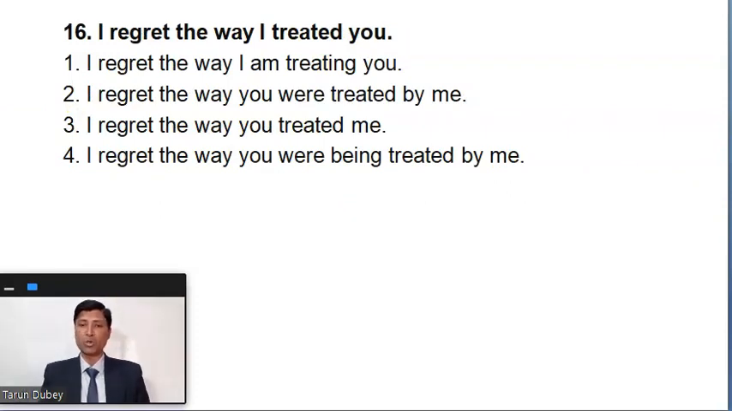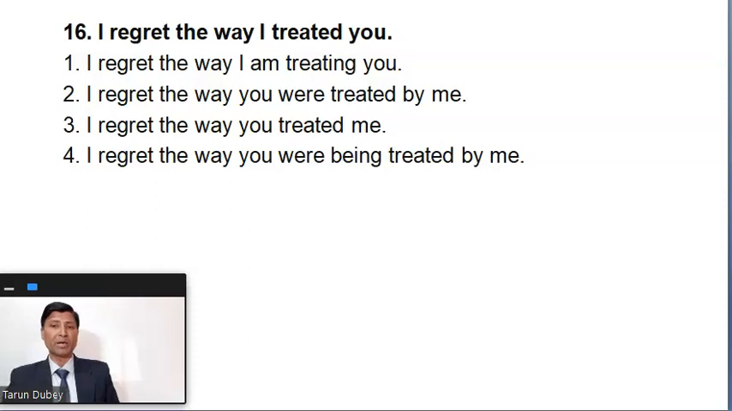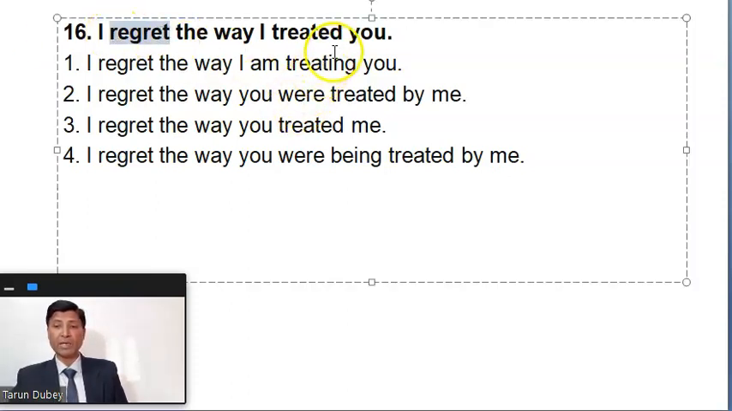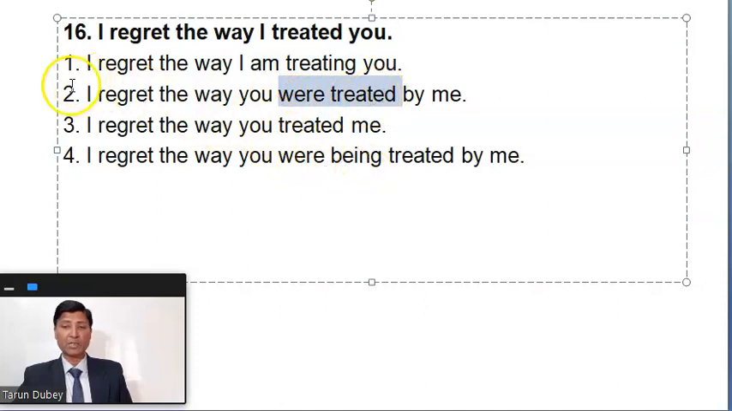Now, question number 16. I regret the way I treated you. Where are the keywords? Auxiliary verb plus main verb X is a keyword for active, and be plus past participle is a keyword for the passive. So here regret is V1, a keyword, and treated is V2, that is simple past. Regret has been kept the same in all the options, so it should be were treated, because the object here is you. Where is am treating, were treated, treated, were being treated. So my answer is true.